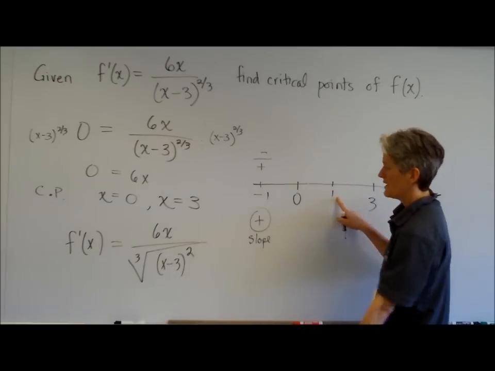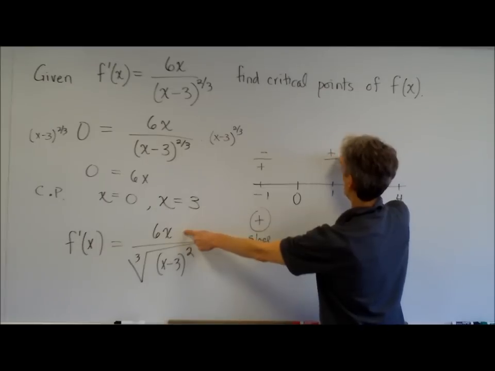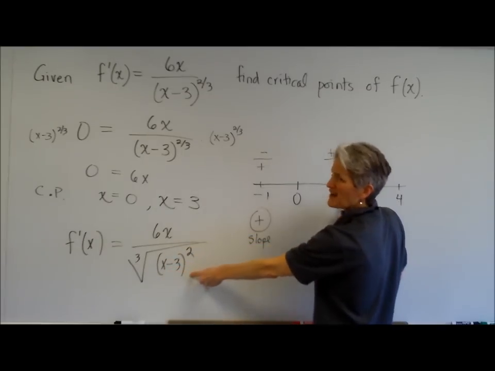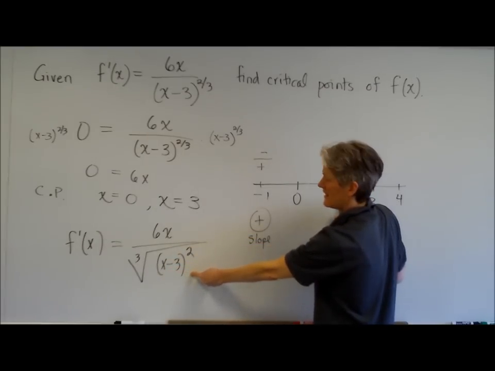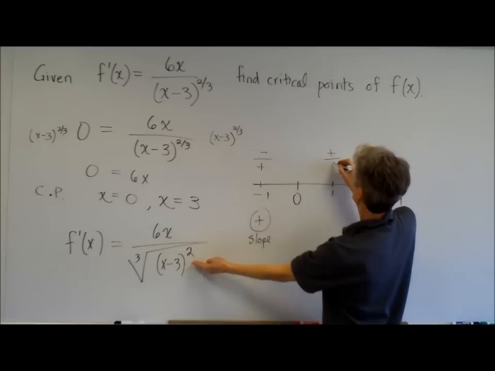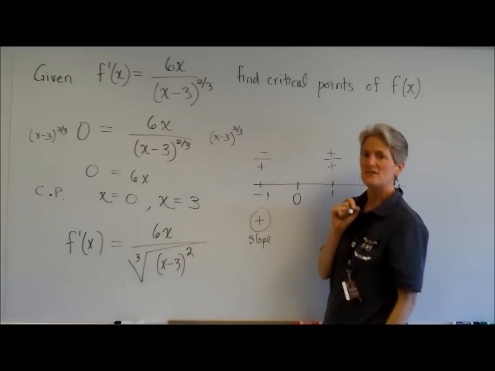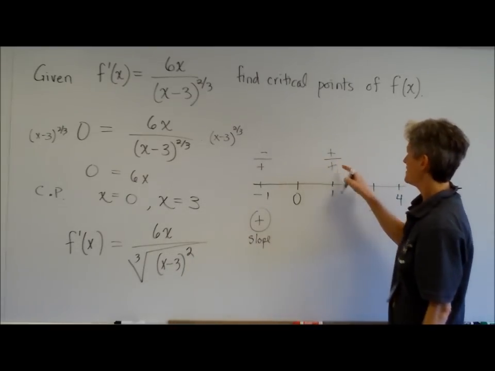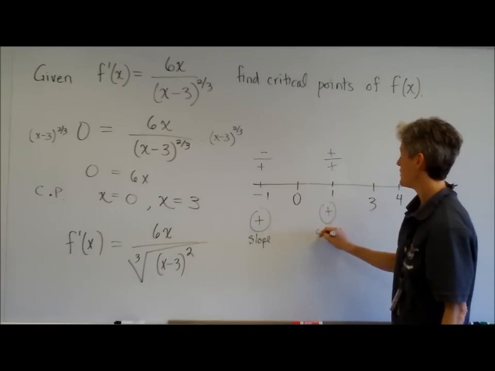Negative divided by a positive, so I have a negative slope of my original function. Let's plug in 1. I've got a positive in the numerator. Do I even have to go through that? Anything squared is going to give you a positive. I'm always going to have a positive come out of that denominator. Positive divided by a positive is a positive slope.